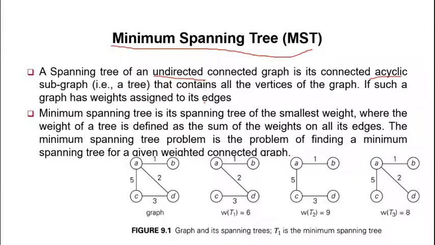If such a graph has weights assigned to its edges, so the undirected connected graph with weights, for example, this is the weight. For this connected graph, the edges have a weight.